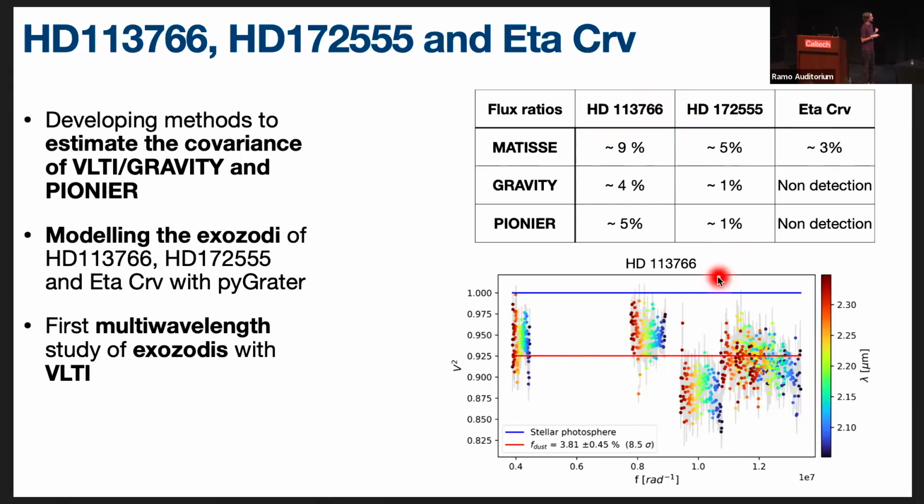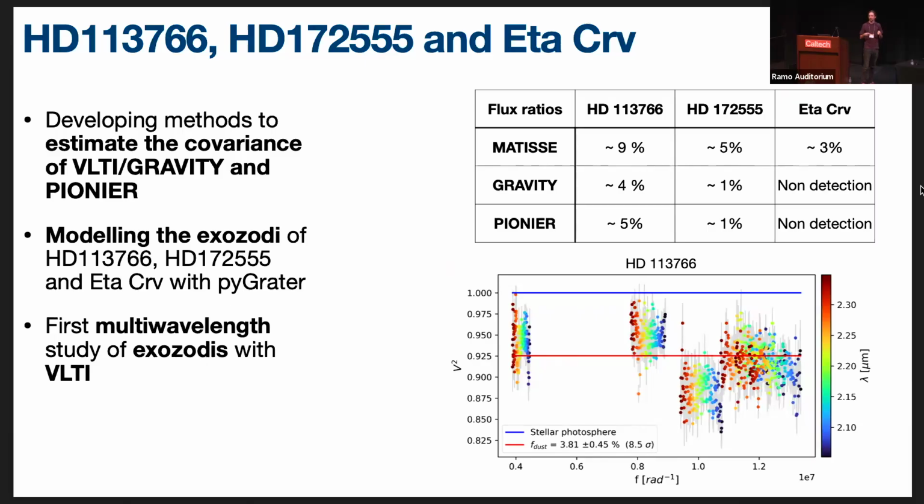HD112555, we also have a detection at all 3 wavelengths. And for Eta Corvi, we detected in the L band, where we expect the dust to be brightest if it's thermal emission. So now we have multi-wavelength observations, and the question is, how do we model them?